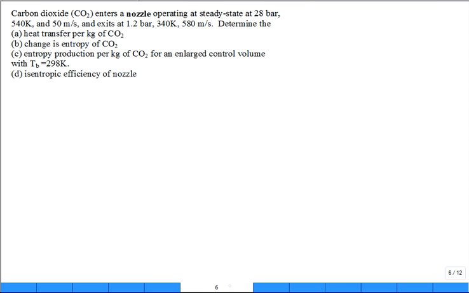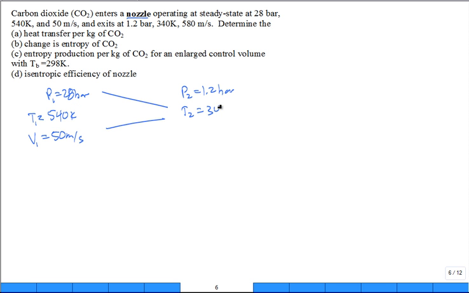Carbon dioxide, CO2, enters a nozzle. So we have a nozzle problem, and it operates at steady state. It comes in at an inlet pressure of 28 bar and an inlet temperature of 540 Kelvin, with an inlet speed of 50 meters per second. It exits at a pressure of 1.2 bar, temperature T2 of 340 Kelvin, and a V2 of 580 meters per second. Determine the heat transfer per kilogram of the CO2.